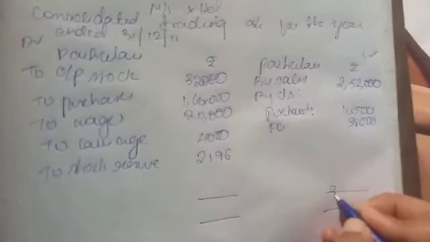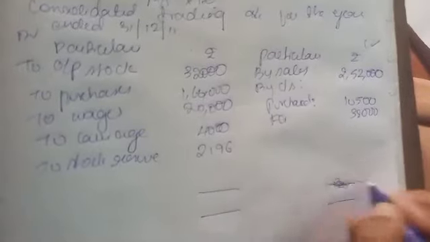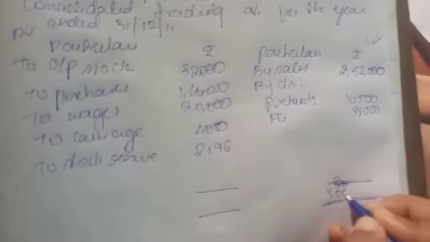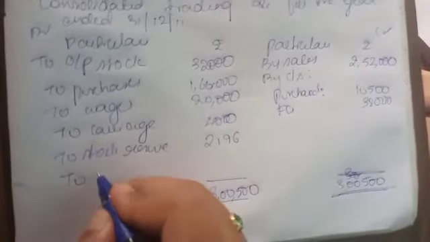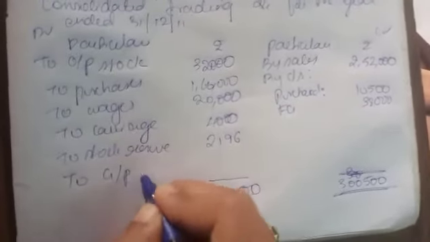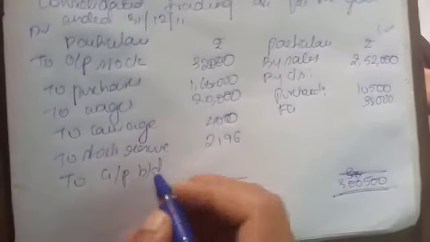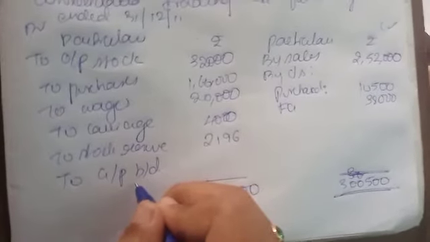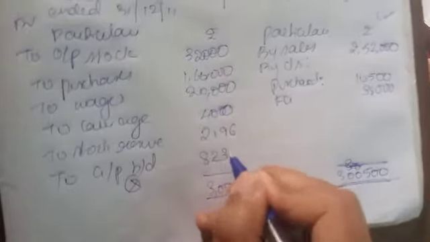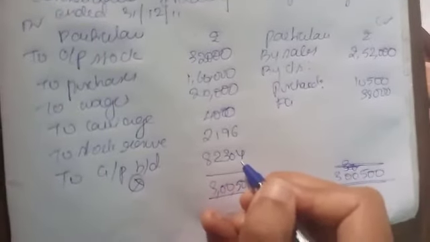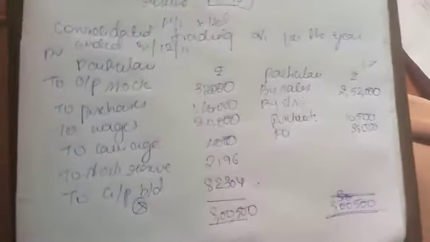So make the total. The total comes to 3 lakh 500 and 3 lakh 500. So you get the profit here. So to gross profit brought down, balancing figure is 82,304. So that's all is the question.